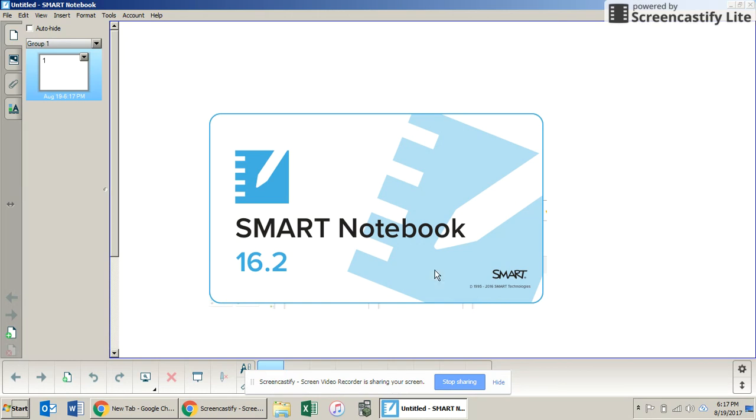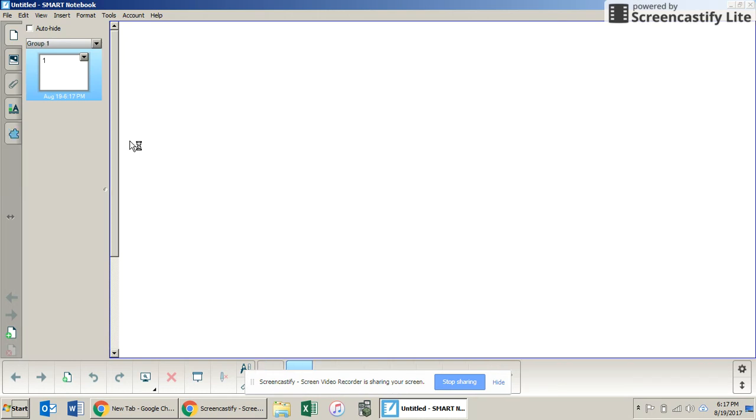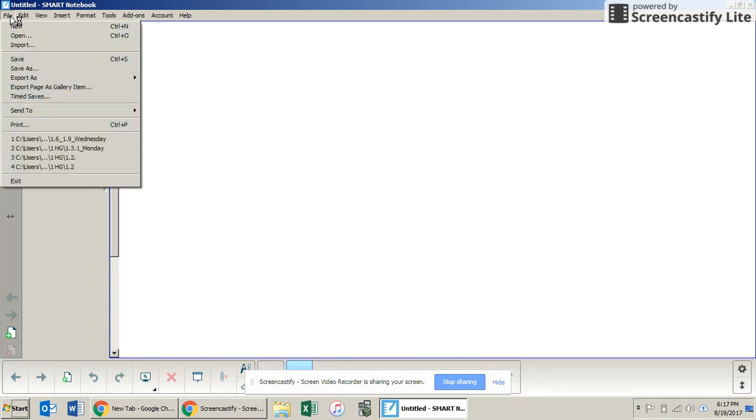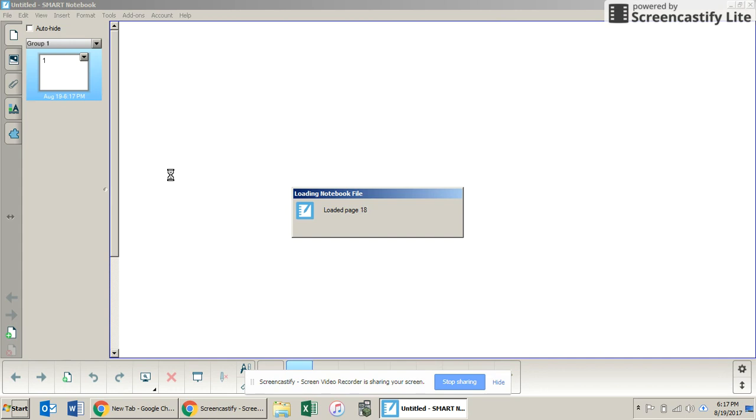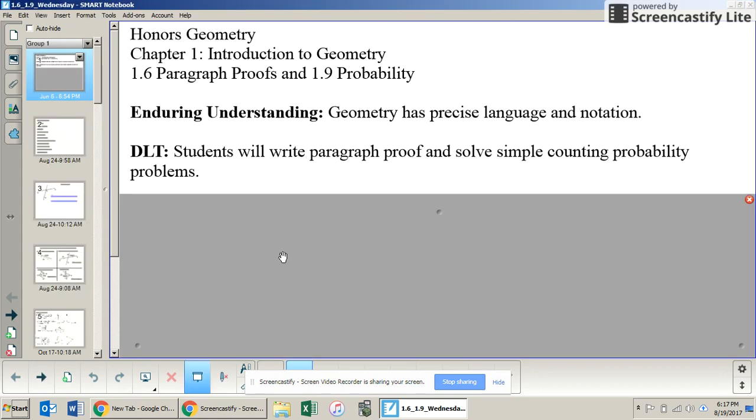To our lesson today. We're going to be talking a little bit about paragraph proof and a little bit about geometric probability. Let me just open up my page here and we'll get started. My apologies for not being there today. Here's our learning target. Students will be able to write a paragraph proof and solve simple counting probability.